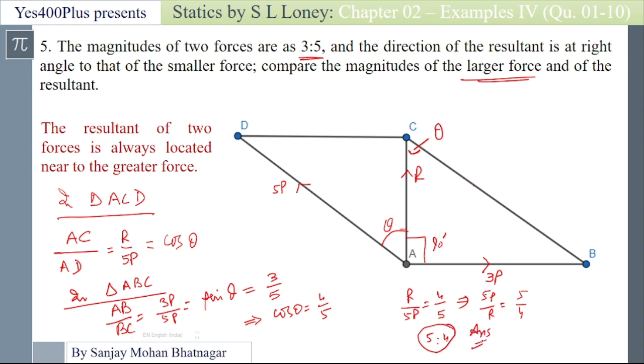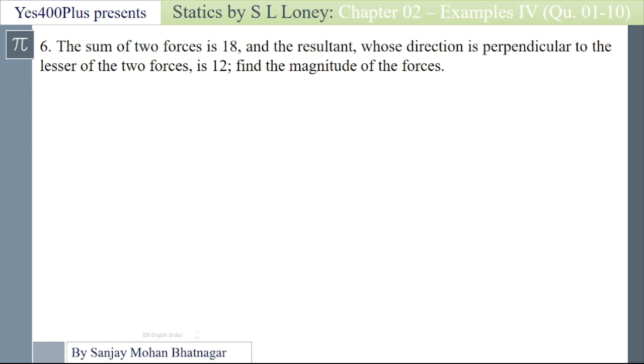Simple. Next question. The sum of two forces is 18 and the resultant, whose direction is perpendicular to the lesser of the two forces, is 12. Find the magnitude of the forces. Okay, so let's see the figure.